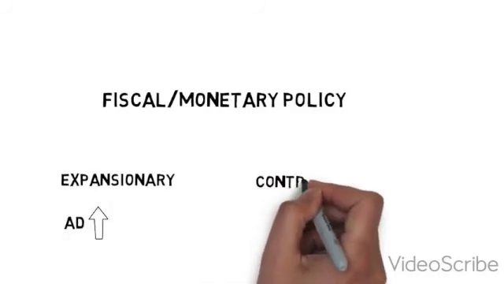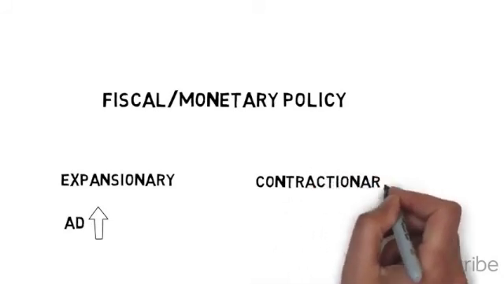Last, we have fiscal and monetary policy. If it's expansionary, of course, aggregate demand goes up. And if it's contractionary, aggregate demand will go down.